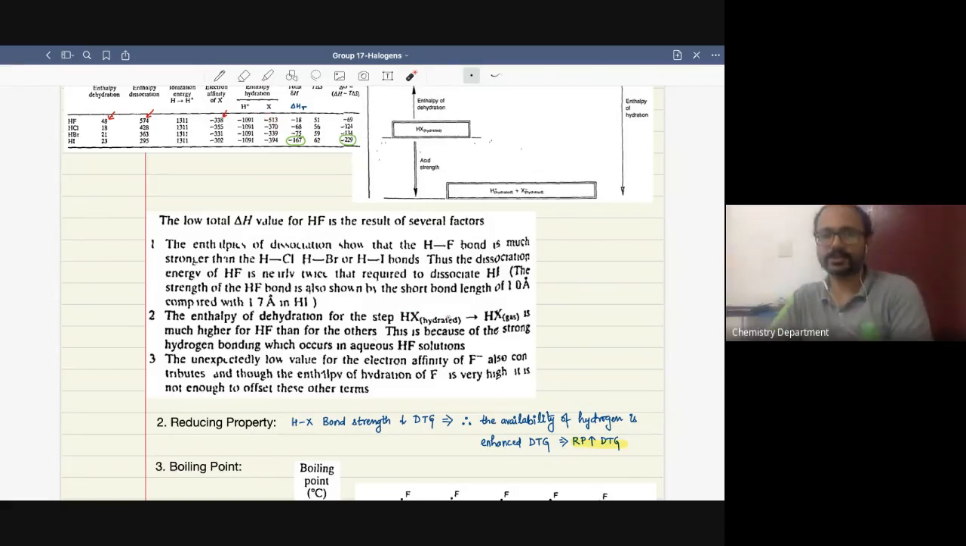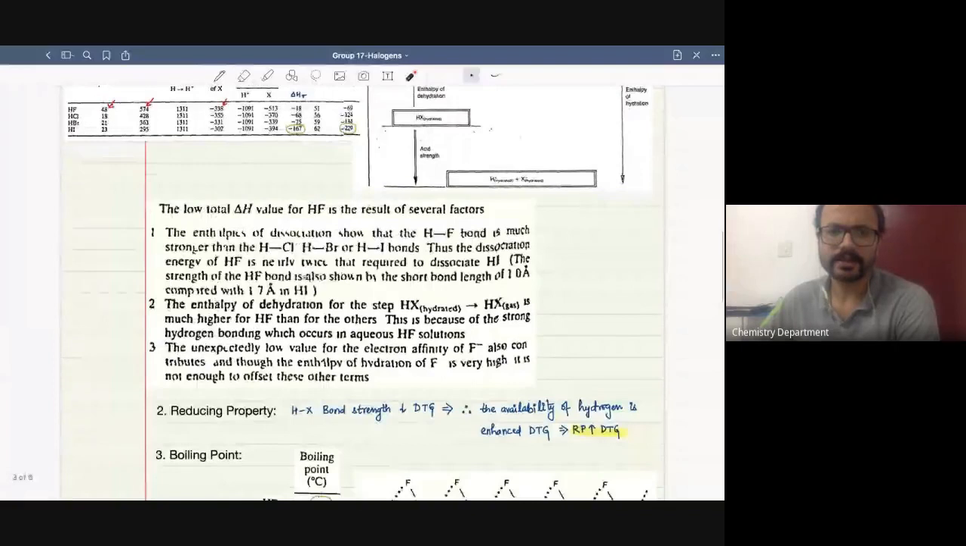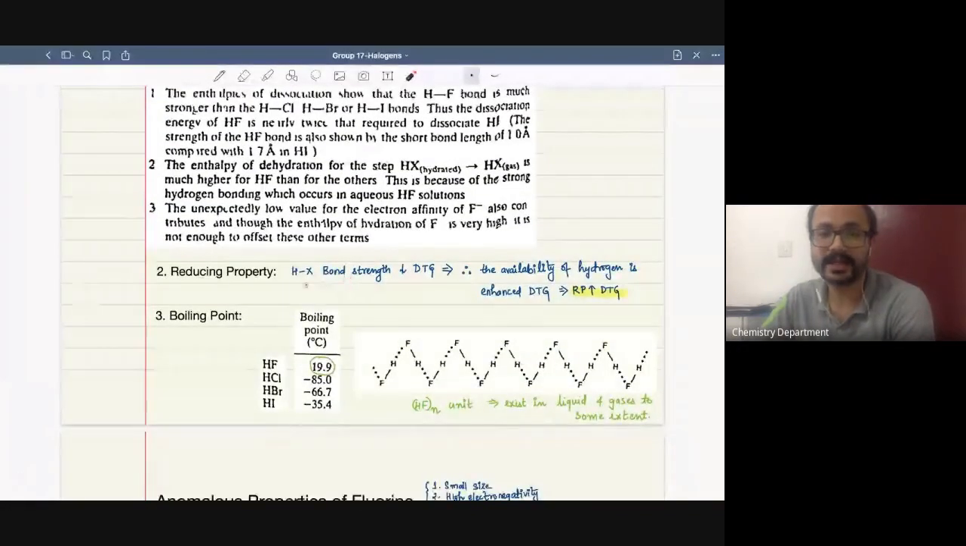And that is why you see this tendency, and hydroiodic acid is highly acidic in aqueous solution in comparison to HF. Okay, so I hope this particular point is clear to you. Moving further, the reducing property also is pretty clear to understand.